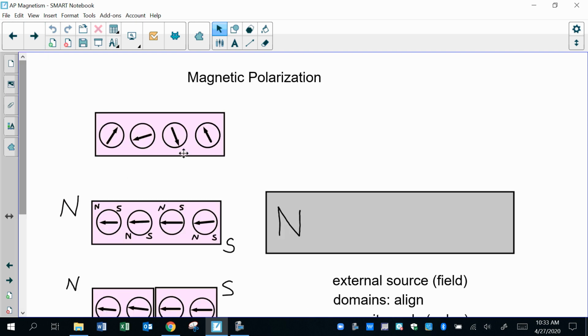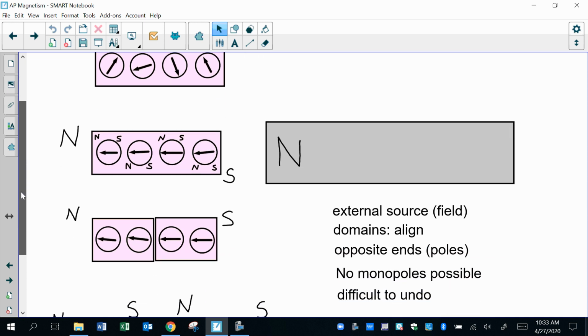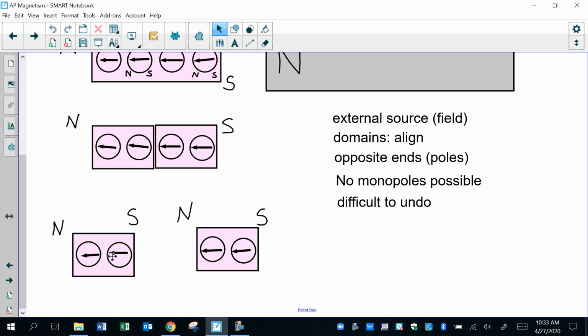When it comes to magnetic polarization, here are all my little domains. Bring in a north end. All these little norths repel away. Opposites attract, likes repel. Now, if I were to snap this thing in two and separate them, what do I have? I still have two domains aligned with north on the left and south on the right. So take a magnet, break it in two, you get two little magnets. I still have an external source. My field caused it. Instead of charges shifting, we have domains aligning. I get opposite ends just like I did before, but there is no monopole because they are aligned. They are not shifted.